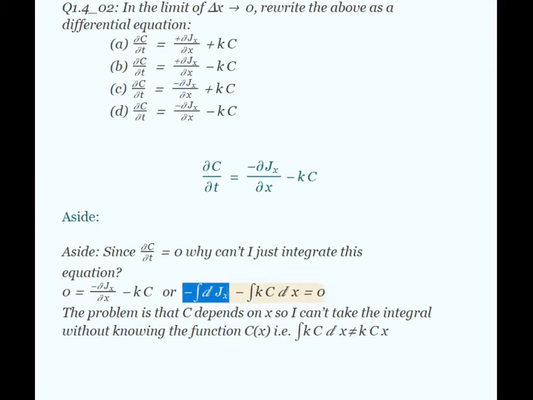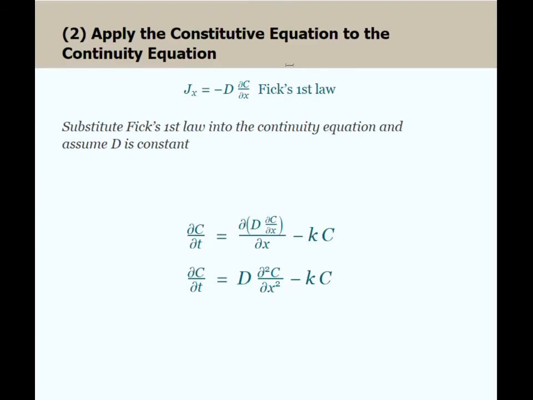This integral is fine, but for this one, notice that c here is not a constant. The k we can pull out, but c, the concentration, depends on position. In fact, that's what we're trying to find. We're trying to find out what its dependence is, so we can't take this integral without knowing its dependence. In other words, the integral of kc dx is not kcx. We can't do this integral.